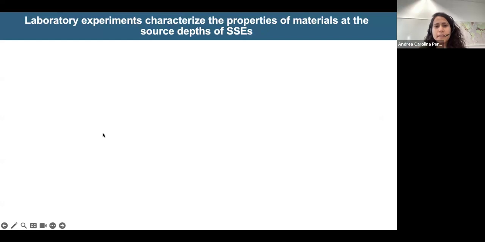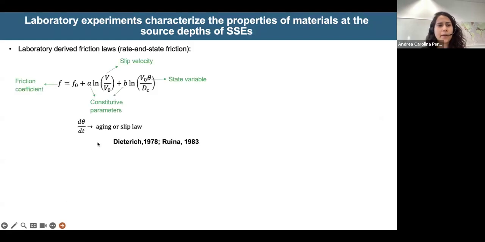Laboratory experiments also characterize the properties of the materials at the source depths of slow slip events. These experiments are often carried out in the framework of rate and state friction, which most of you will be familiar with. These laboratory-derived friction laws relate the friction coefficient with two main variables, the slip velocity and the state variable that characterizes the asperity contacts, and also the constitutive parameters A and B that vary depending on the temperature, pressure, and level of pore fluid pressure.